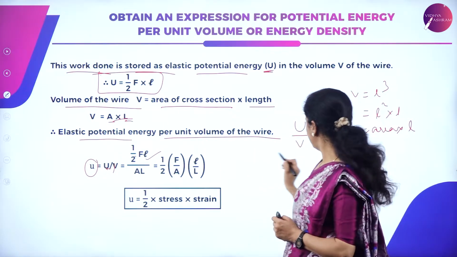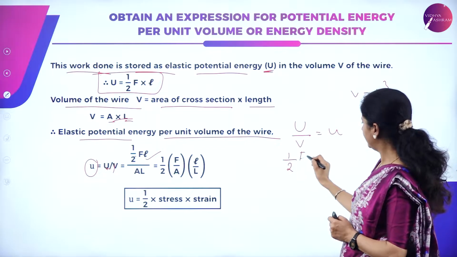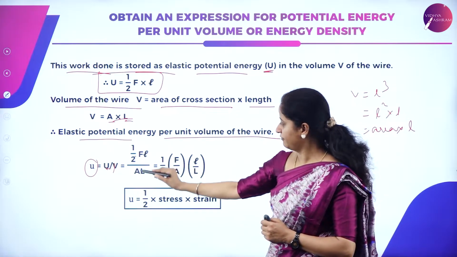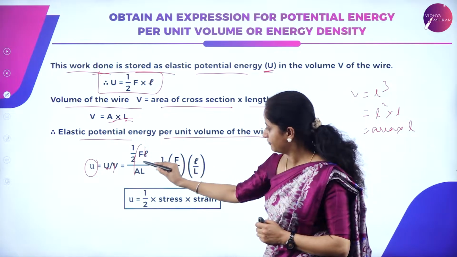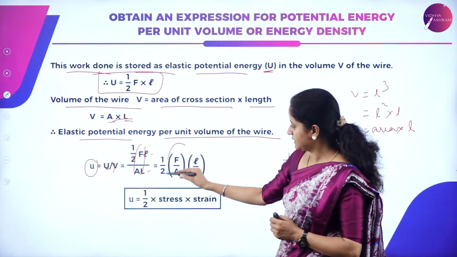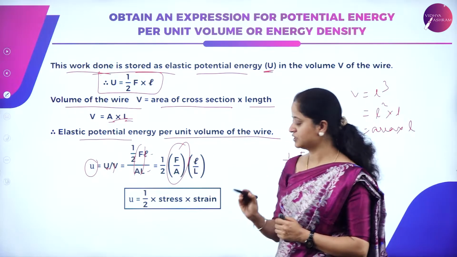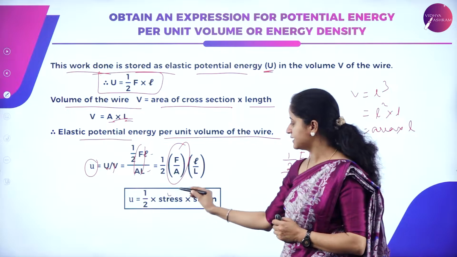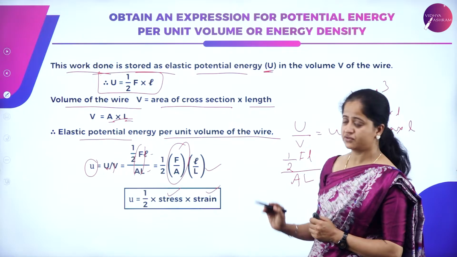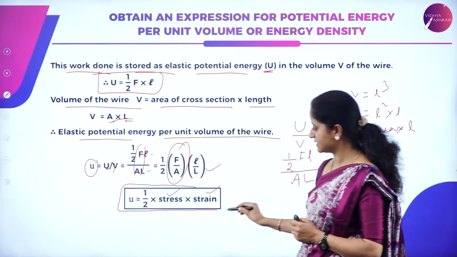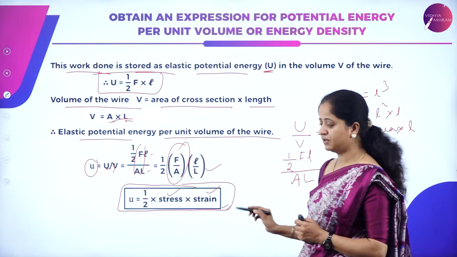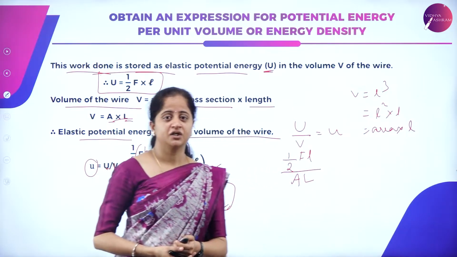So what happens? Half into F into L divided by volume, which is A into capital L. Or we can write it as half into F divided by A into the remaining terms, that is L divided by L. So what is this F by A? F by A is nothing but force per unit area, that is the definition for stress, and L by L is change in length to the original length, which is nothing but strain. So elastic potential energy per unit volume is given by small u is equal to half into stress into strain. This is the formula for elastic potential energy per unit volume.